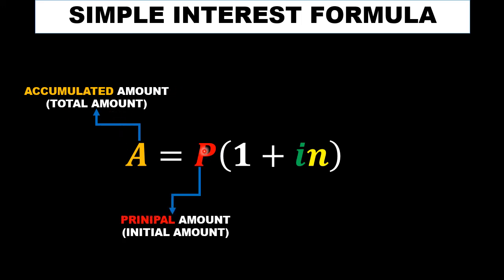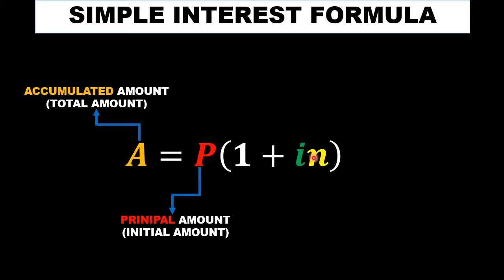Then this one, P, is actually the principal amount, the initial amount. So the initial, it means the money that we start with. Okay, so if it is an investment, how much am I starting to invest with? If I'm starting with 10 rand, then the P will be 10 rand. If I'm borrowing 10 rand, then the P will be 10 rand. So this is the initial amount, the money that you start an investment or a loan with.